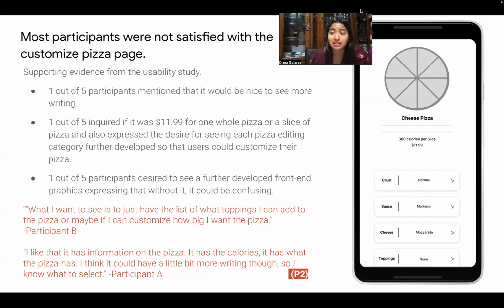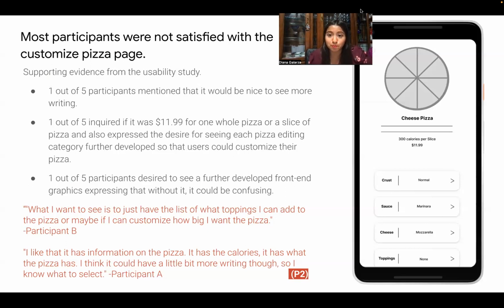So is it $11.99? That's inflated if it's $11.99 for a slice, right? Or is it for a whole pizza? We don't want our users to be confused. Okay, 1 out of 5 inquired if it was $11.99 for one whole pizza or a slice of pizza, and also expressed a desire for seeing each pizza editing category further developed so that the users could customize their pizza.